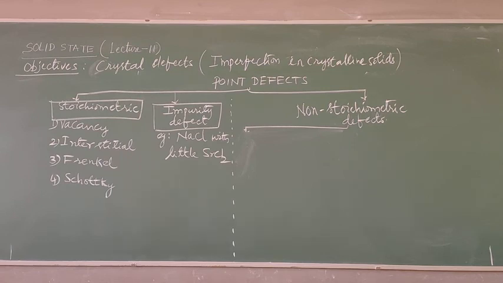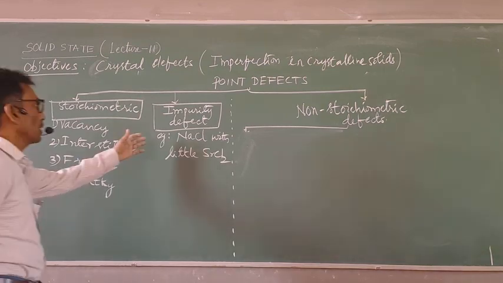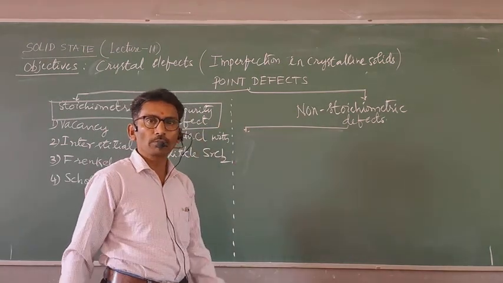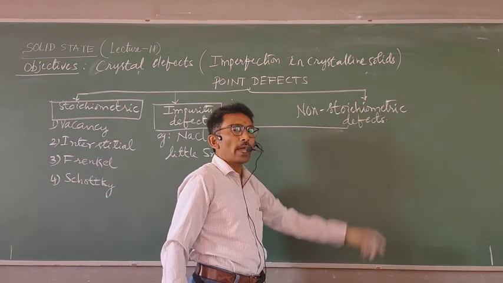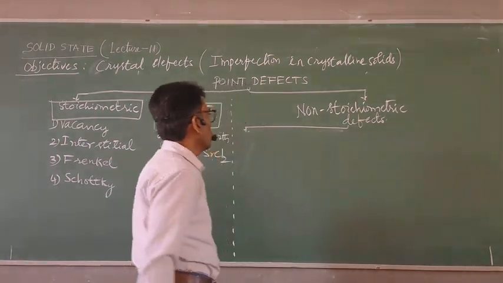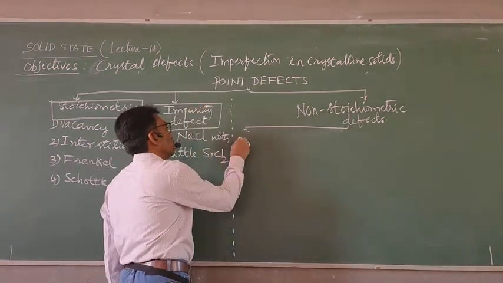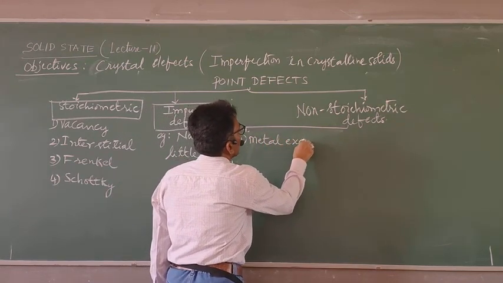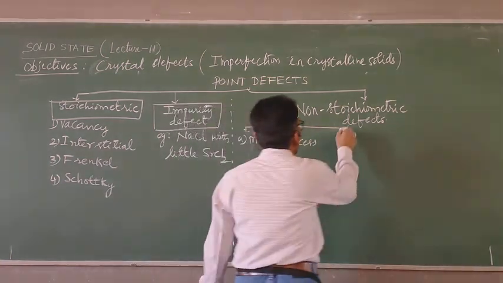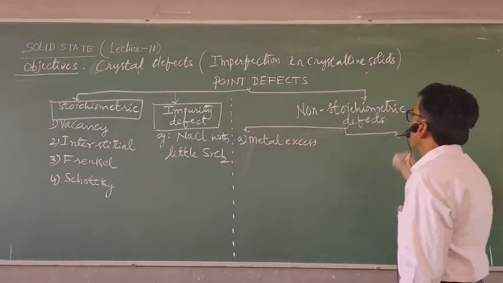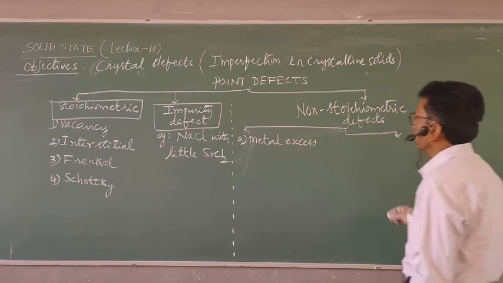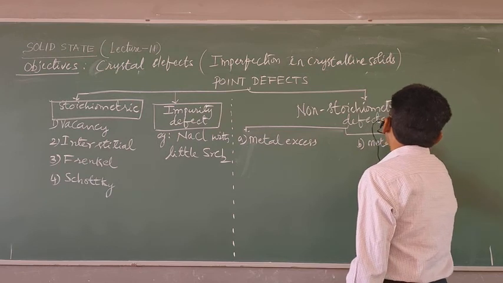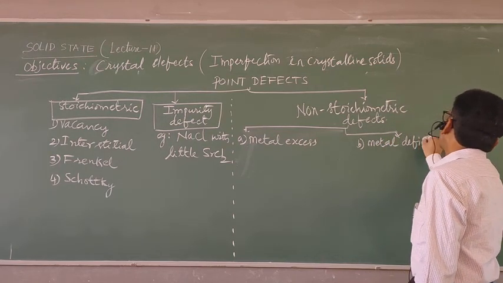After completion of stoichiometric defects and impurity defects, we shall move to defects where the formula of the compound is changed due to missing of particles, and that is known as non-stoichiometric defects. The first is due to metal excess, where excess metal results. The second one is metal deficiency.